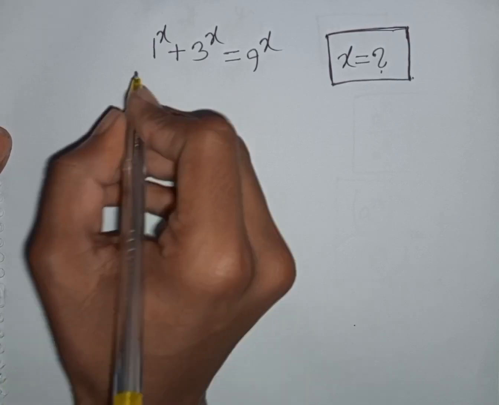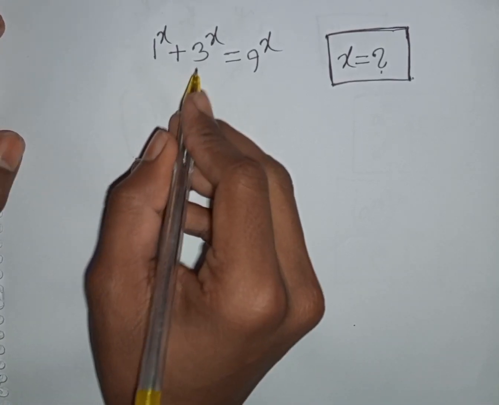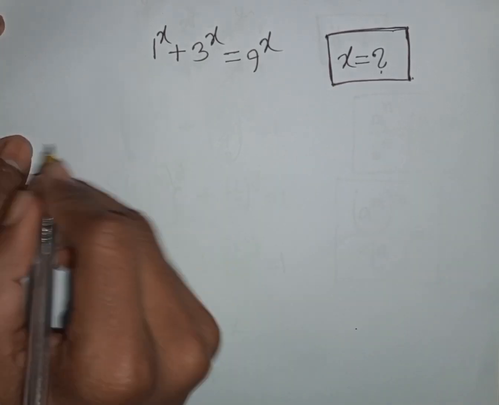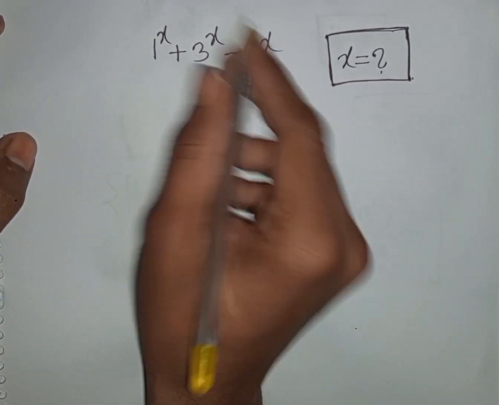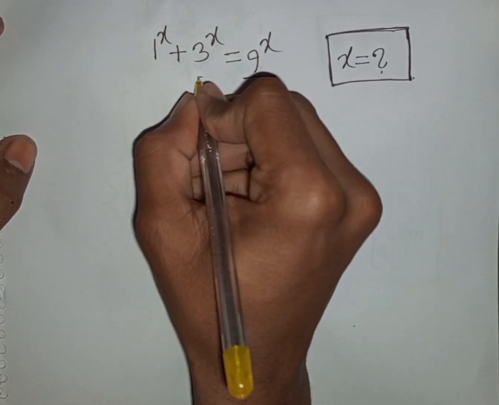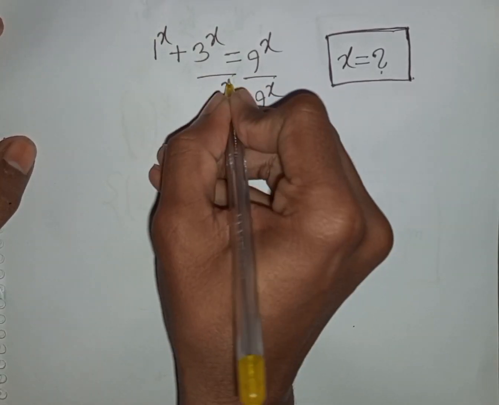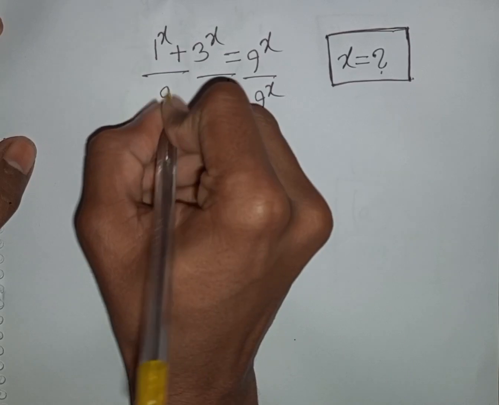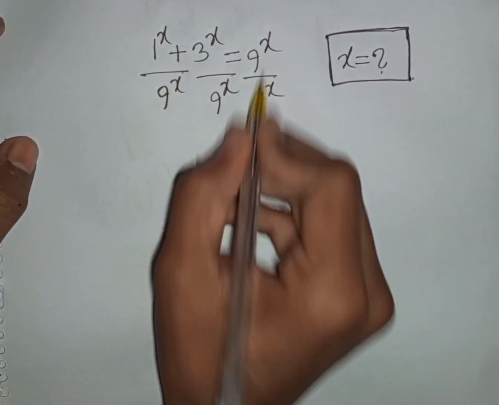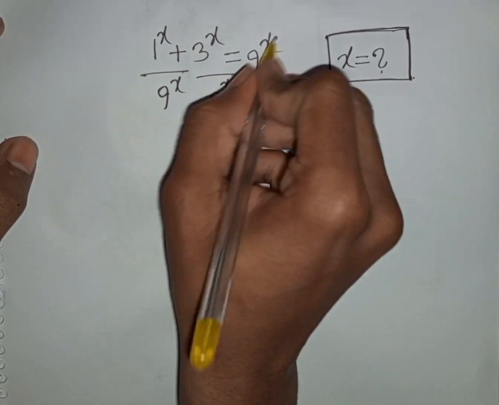How to solve 1 power x plus 3 power x is equal to 9 power x. Find the value of x. So at first we divide by 9 power x on both sides. Now we see this 9 power x will be cancelled.